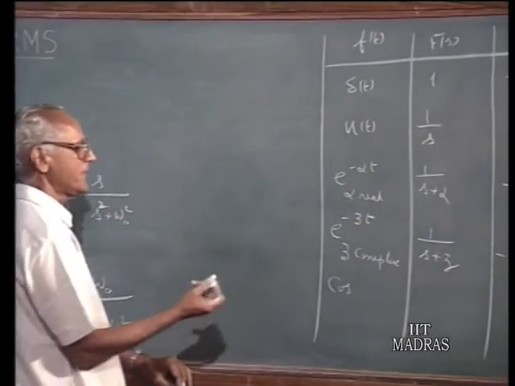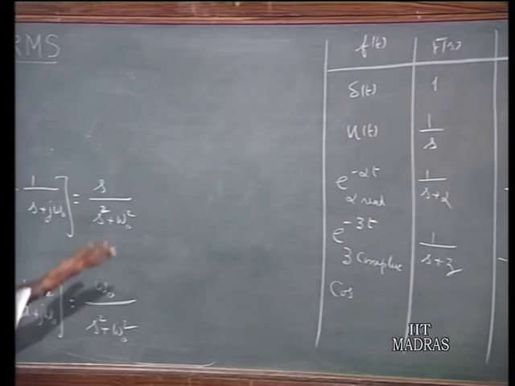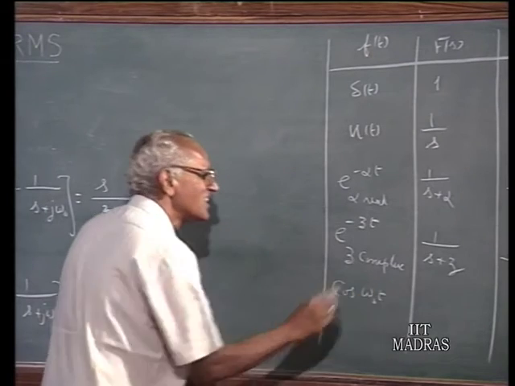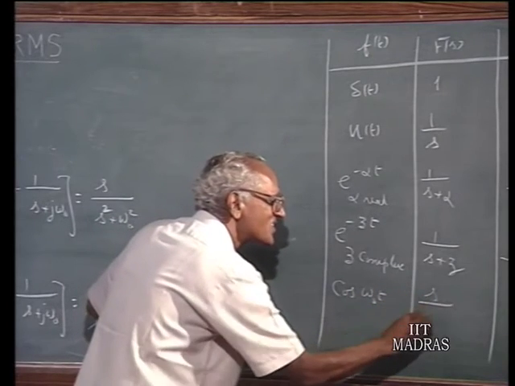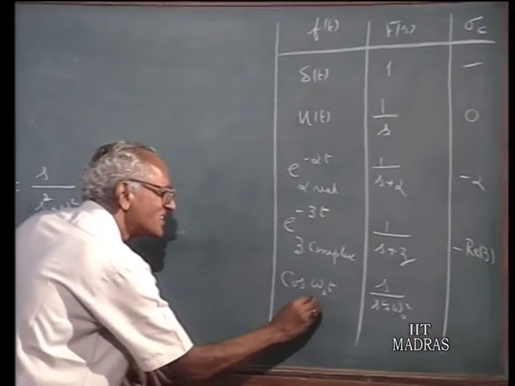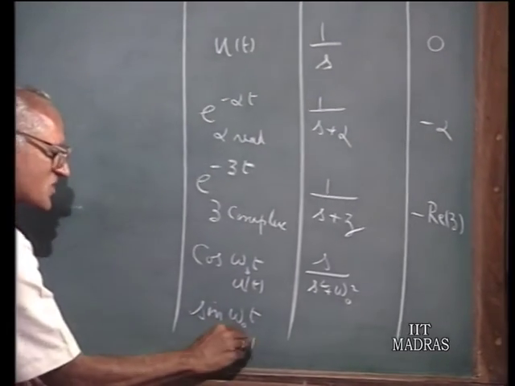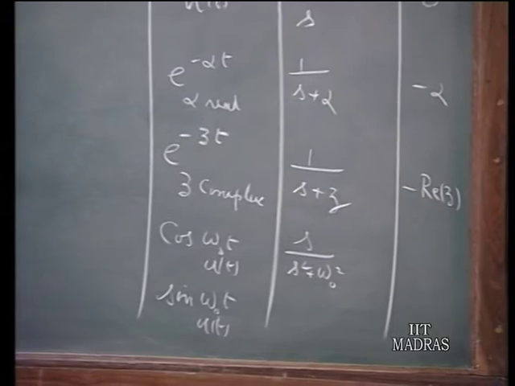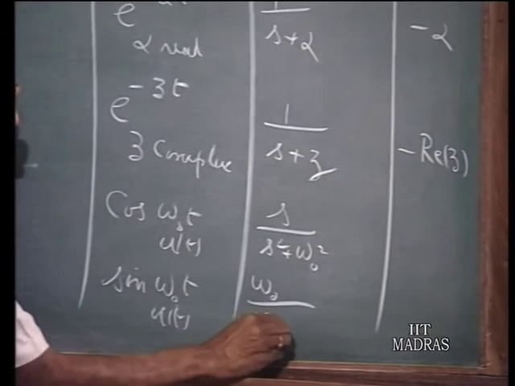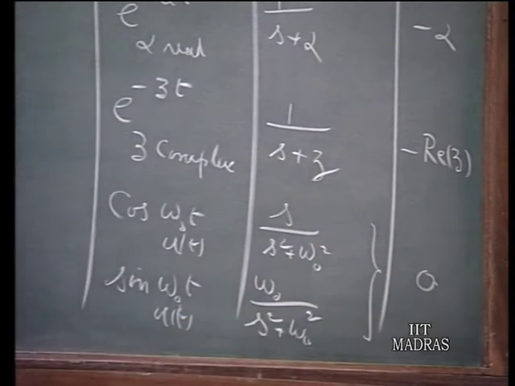I can write this as cos omega t, because as long as you do not confuse this omega with the imaginary part of s, we can as well write cos omega t, or if you like we can still continue with cos omega naught t. Then we can write this as s over s squared plus omega naught squared, and sin omega naught t. This u of t continues with us, because we are assuming this function to be 0 for negative values of time. This will be omega naught over s squared plus omega naught squared, and the abscissa of convergence for this is 0.